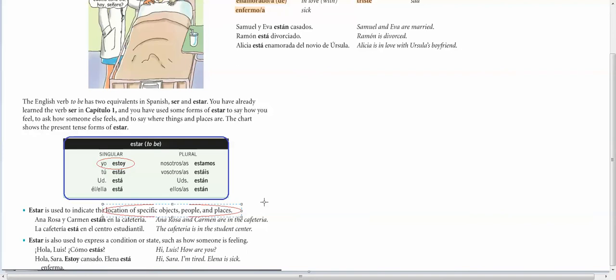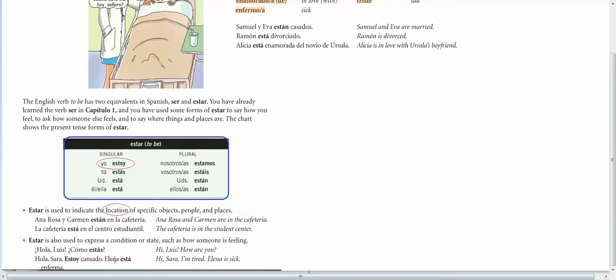So let's just do location. Okay. Ana Rosa y Carmen están en la cafetería. So use estar here because you're telling where they're located. La cafetería está en el centro estudiantil. Again, you'd use estar because you're telling where the cafeteria is located.